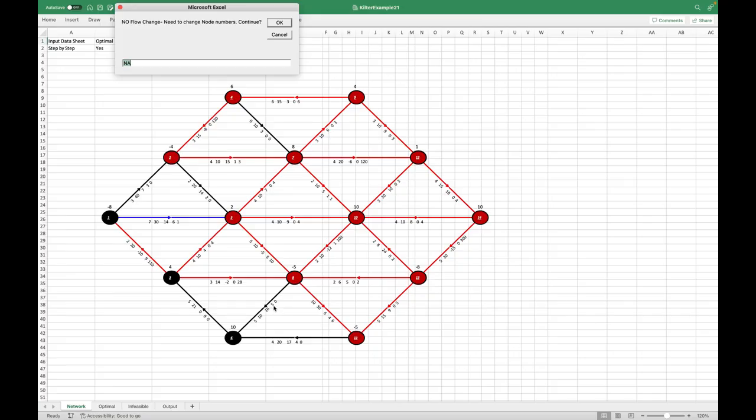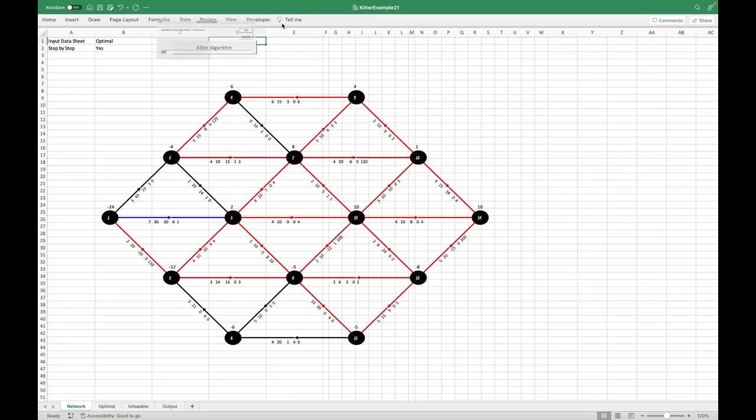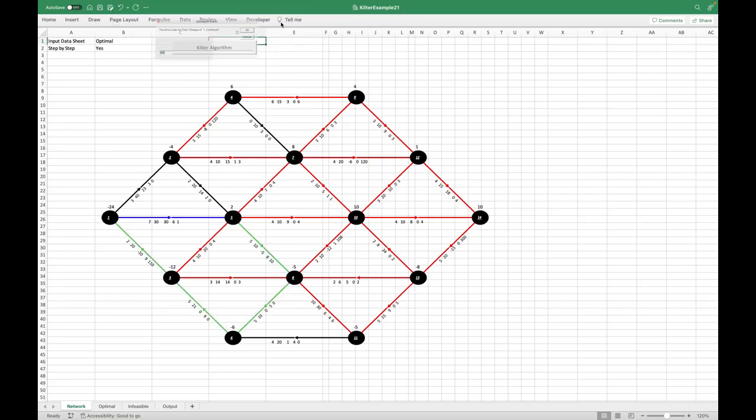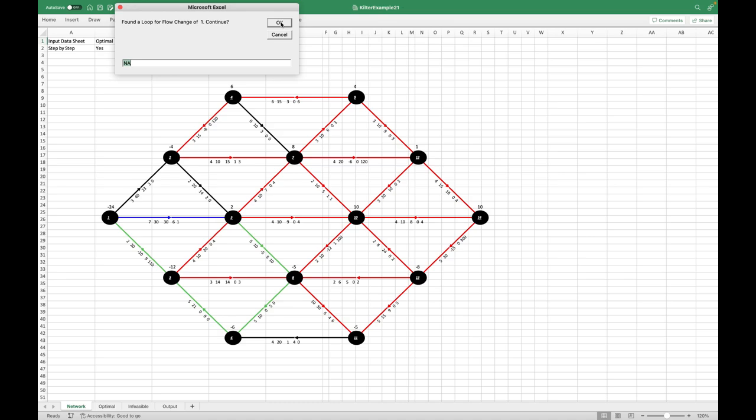And guess what? The flow, which was stuck at 5, because this becomes 0, I could increase it all the way to 10. So I said yes. Updated the node number, and you see now this arc becomes in Kilter. And I found a flow of 1 because this arc becomes open. So here we're going to change the flow, add a flow of 1. And when we do that, this arc becomes in Kilter.